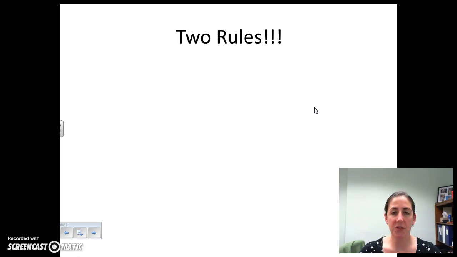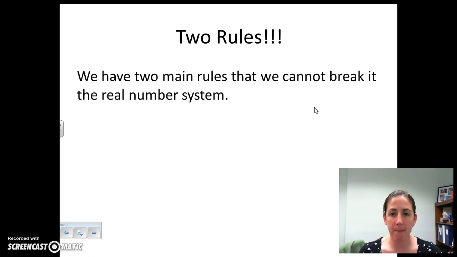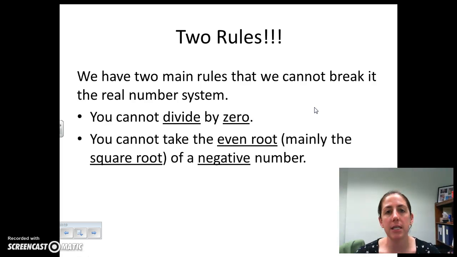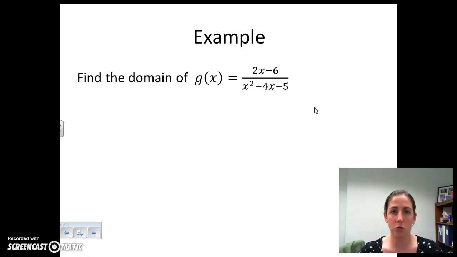We have 2 rules that we are not allowed to break in the real number system. Number 1, you are not allowed to divide by 0. That is an undefined value. The other one is that you can't take the even root of a negative number. More specifically, square root. That's the one that we typically deal with. So when you find the domain of a function, you just need to make sure that we don't break one of those two rules.